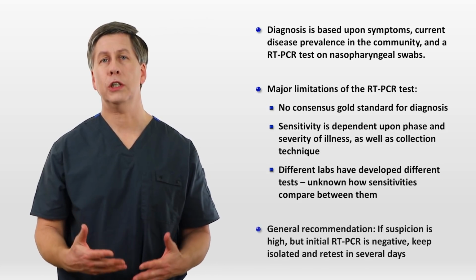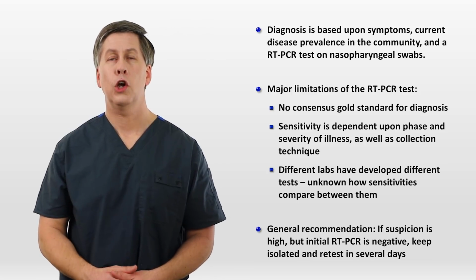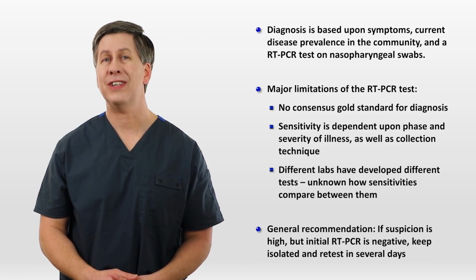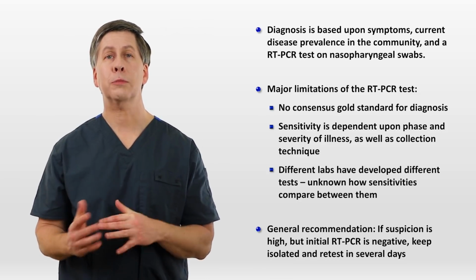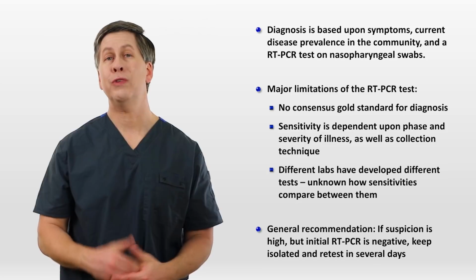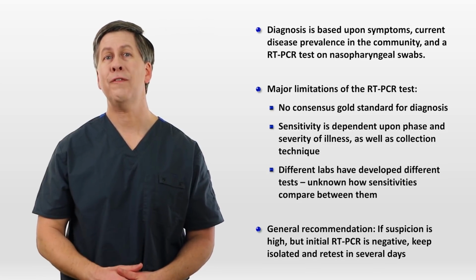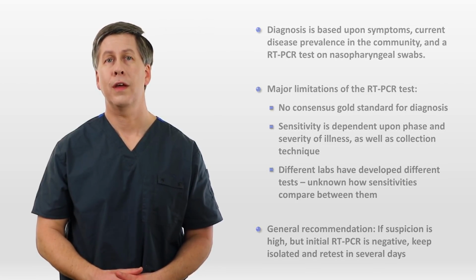If there is high suspicion that a patient has COVID-19, but the initial RT-PCR test is negative, you should consider keeping the patient isolated either in the hospital or at home, and then having them retested in several days if the uncertainty still remains. As of this recording, there is no commonly available serologic test for anti-SARS-CoV-2 antibodies that might demonstrate past infection and immunity from future infection. However, antibody tests are expected to be available very soon.